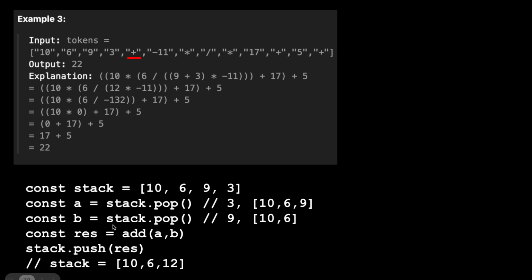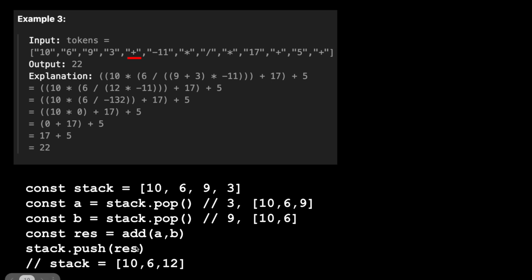So stack.pop, right? After we pop it the first time, the value that we're popping is 3. That goes out, and this is our stack, 10, 6, 9. Pop it again, that value that we popped is 9. We only have 10, 6. We perform our addition function by passing A and B, then we push that result back into the stack. So it's 10, 6, 12 now. Do you see how we got there? Because 3 plus 9 is going to be 12, right?